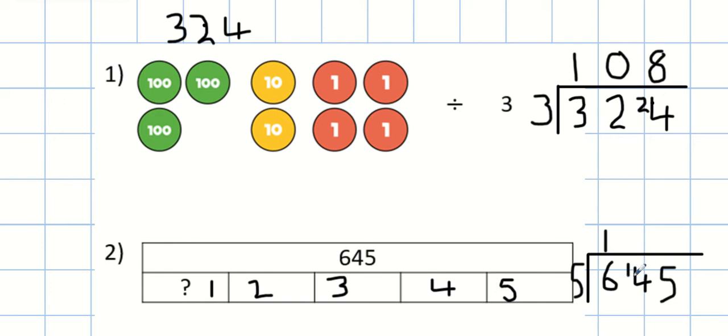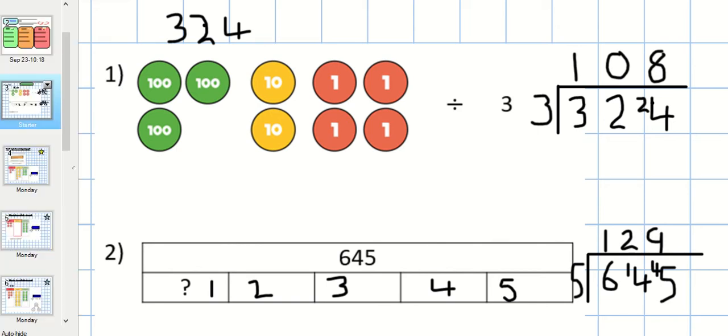And then how many 5s go into 14? Well, I know 2 5s equals 10. And then I've got 4 left over from 10 to 14. So I'm going to put that 4 next to my 5. And then how many 5s go into 45? And the answer is 9. 9 5s go into 45, giving you the answer of 129. Okay, so we've really used bus stop today, and this is a method we're really going to have to look at when we're dividing decimals by our whole numbers.